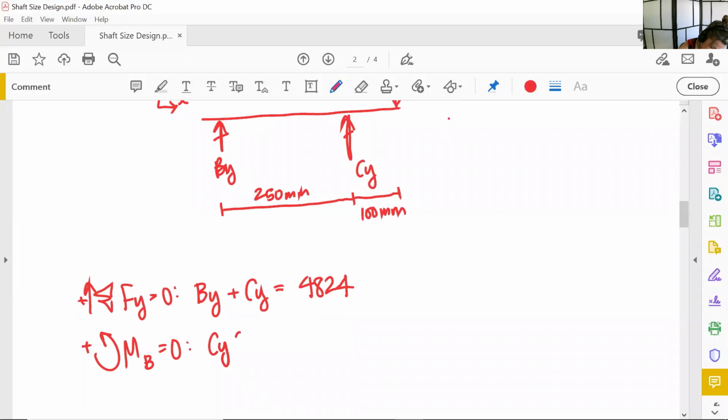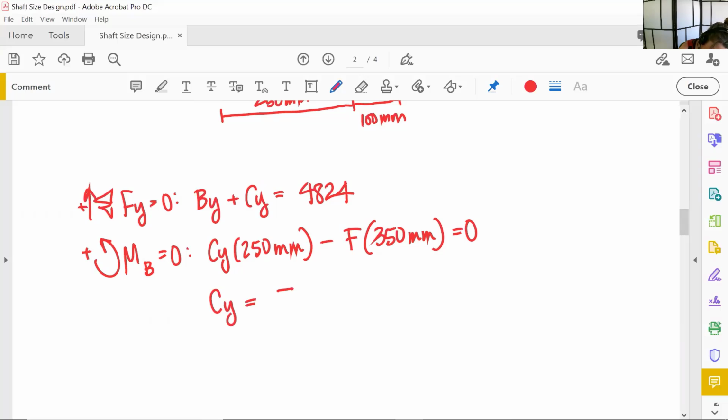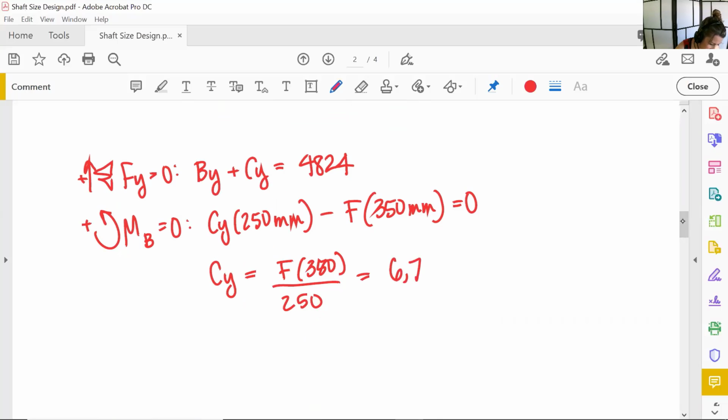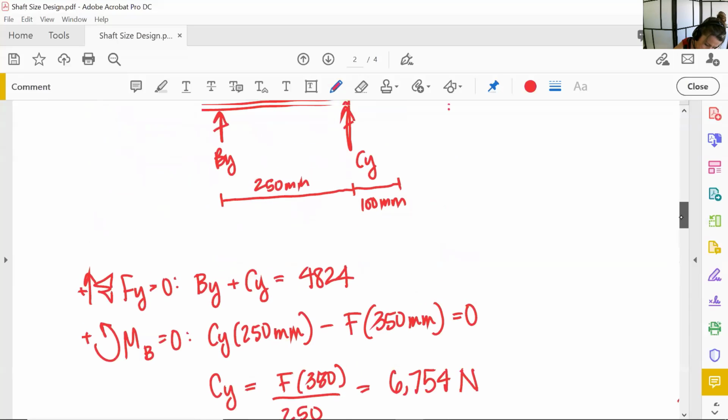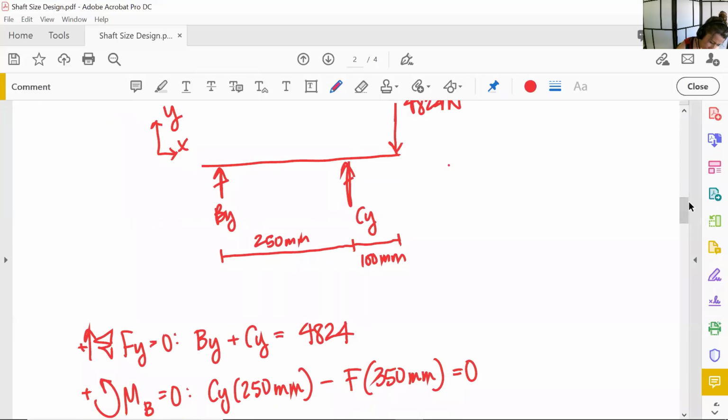And then I'm going to do the sum of moments about B equals 0. We get Cy times 250 millimeters minus F times 350 millimeters equals 0. Cy equals F times 350 divided by 250 equals 6,754 newtons. By equals negative 1,930 newtons. So the true direction of By, which should make sense, is downward.